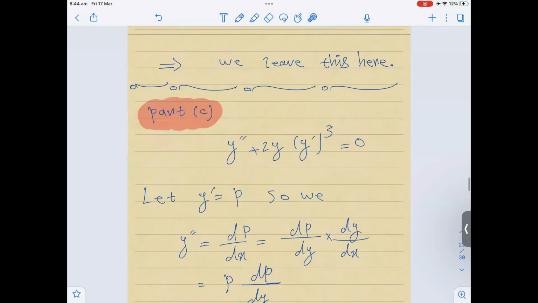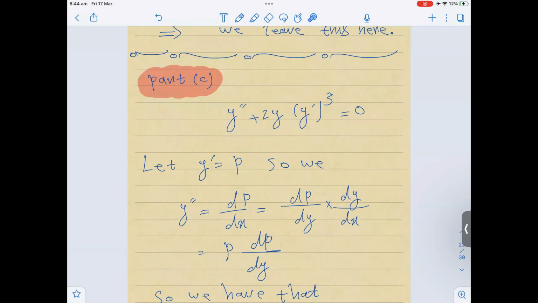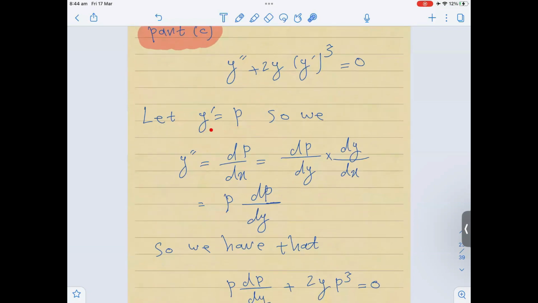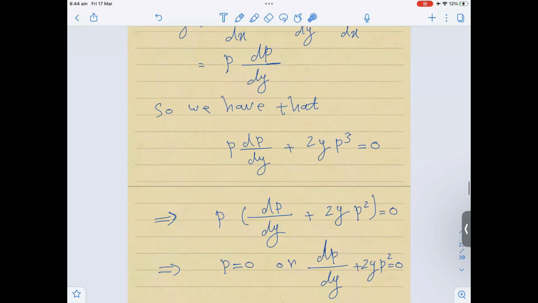Part C. Last year, mid-semester, part C was a question like this. So y prime equal p again. So y double dash is dp over dx. X is absent, so I can't leave y double dash as this because I don't want to see x. So I will use dp over dy, dy over dx. So this will be p times dp over dy. I will sub into the ODE and I will have this one.